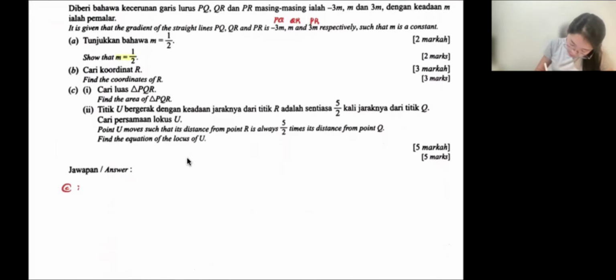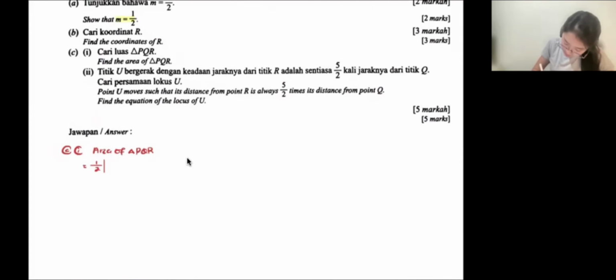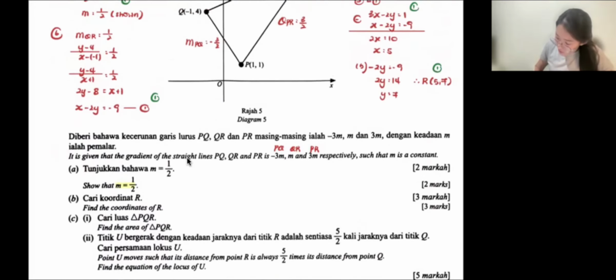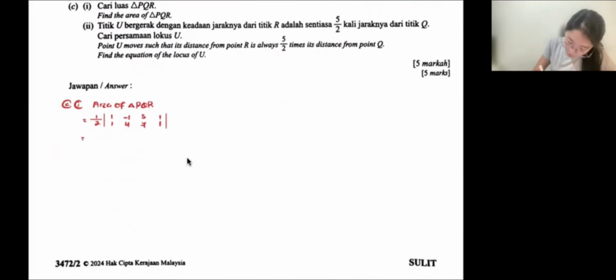Since you have all the coordinates now, you can use your shoelace method to find out the area of PQR. So 1 over 2 modulus, we start writing P first. P is (1, 1), and then Q is (negative 1, 4). R is (5, 7). Don't forget, you have to complete the cycle by writing P one more time. For the shoelace method, you have to write in detail. You open one bracket, multiply the numbers from the top to the bottom, showing what number times what number. This is what the scheme wants. You cannot just write the product directly.